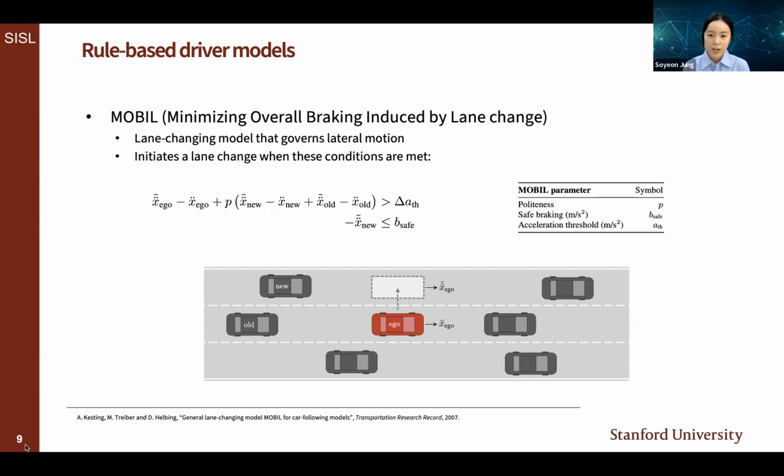MOBIL is a lane-changing model that governs the lateral motion. It computes the longitudinal accelerations of the ego vehicle and its neighbors, defined as the old follower and the new follower, for both cases, when the ego vehicle has and has not changed lanes. Then, if the weighted sum of the accelerations for the lane-changing case is greater than the other case, and if that difference is greater than some threshold value, the model initiates a lane change.